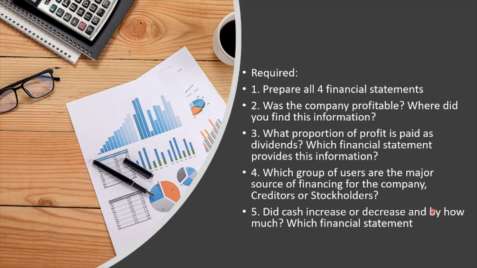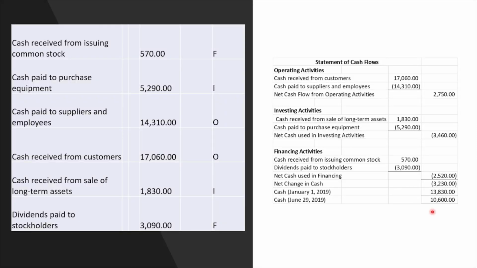Number 3, what proportion of profit is paid as dividend? Which financial statement provides this? So you have to look at which financial statement has dividends and talks about profit at the same time. There is no dividend in the income statement, right? So even though it's talking about profit, we can't say income statement because there's no dividend there. So which statement includes dividend and profit? The statement of retained earnings.